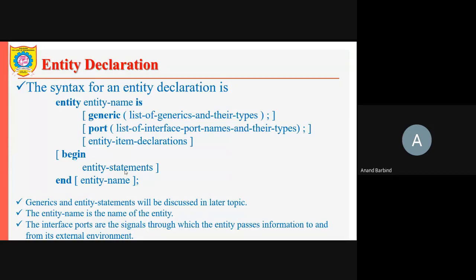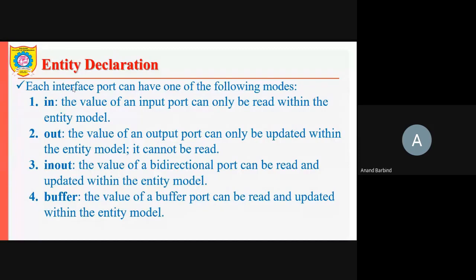Even the entity statement, we shall see later. So in the simplest form, what we need to do is give some name to that particular entity, and then in the port we specify how many pins are there for that particular circuit, which are the input pins and which are the output pins. So this will be the simplest form of this particular entity declaration statement.